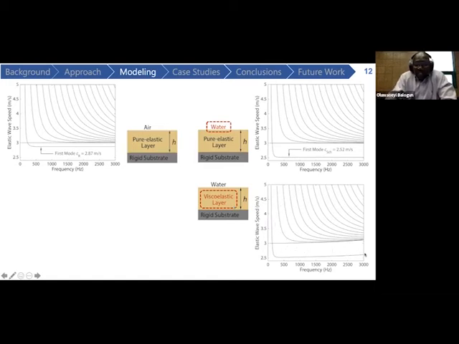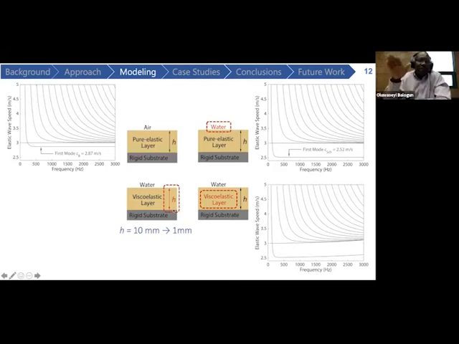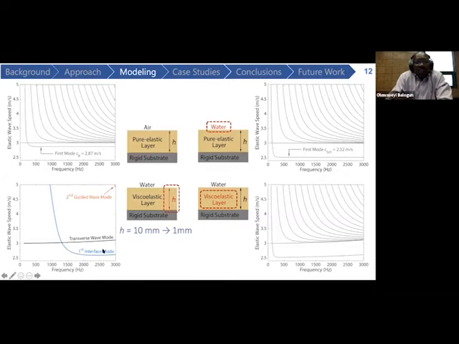And similarly, this horizontal asymptote that we observed previously for both the water-loaded surface and the air-loaded surface also becomes frequency dependent. So that's one major distinction that we see. And then another key point to note is the thickness. As I mentioned, we grow these biofilms on surfaces and then they have some finite thickness. And so if I change the thickness from 10 millimeters to 1 millimeter, that controls the number of modes that are excited within this elastic layer for an equivalent frequency bandwidth.